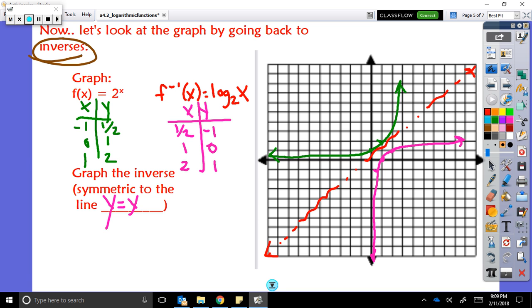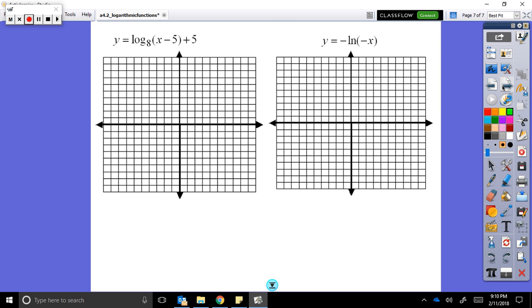So when I graph these, I always graph this t-chart first because I can do that in my head, then I flip it over. Okay, so I'm going to skip ahead to the graphing ones and then we'll come back and talk about domain and range.